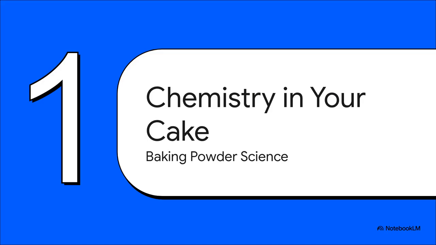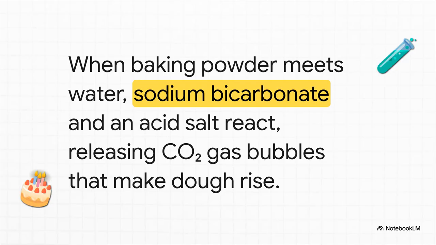All right, first up, let's head into the kitchen. We're going to uncover the secret chemistry that makes all our favorite baked goods so delicious. And believe it or not, it really all comes down to one magic ingredient. So, how does this actually work? Well, when you add water to baking powder, it kicks off this little chemical party between an acid salt and good old sodium bicarbonate. And that classic acid-base reaction releases millions and millions of tiny bubbles of carbon dioxide gas. Those are the bubbles that make your dough puff up, giving you that light, airy cake. It's just a perfect little piece of chemistry in action right in your kitchen.